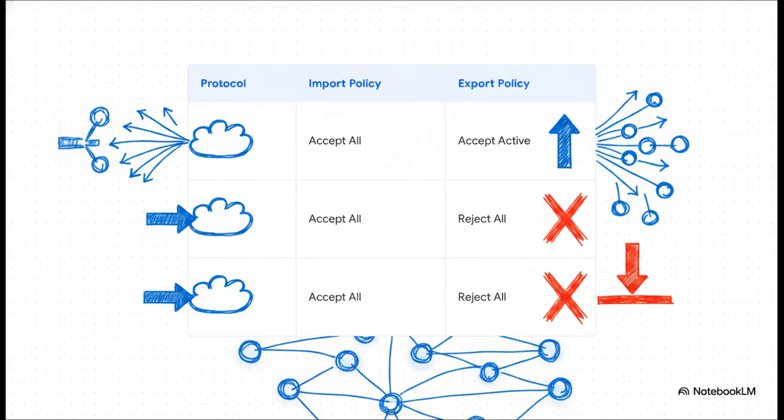However, interior gateway protocols like OSPF and ISIS operate a bit differently. They inherently import everything into the routing table, sure, but their default export policy essentially rejects everything. And that's simply because OSPF and ISIS naturally share their link state databases within their areas anyway, so they just don't need a default export policy pushing routes out in the same way BGP does. This is your built-in safety net.